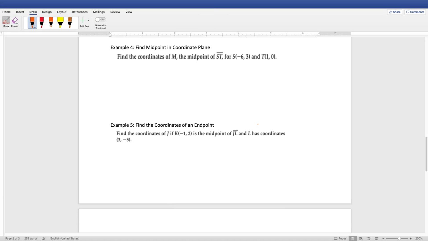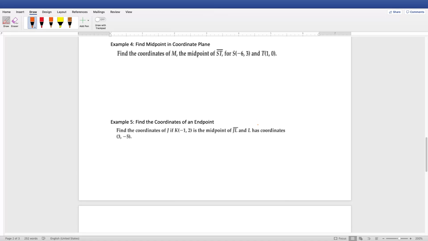So example 4 asks you to find the midpoint of ST. And just like we did above, the first thing we are going to do is label our points. And again, I always go x sub 1, y sub 1, x sub 2, y sub 2. Remember, your equation for your midpoint is x sub 2 plus x sub 1 divided by 2, comma, y sub 2 plus y sub 1 divided by 2.